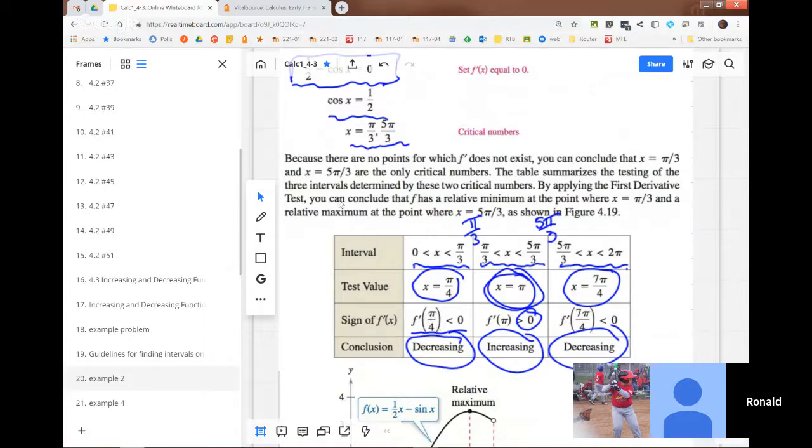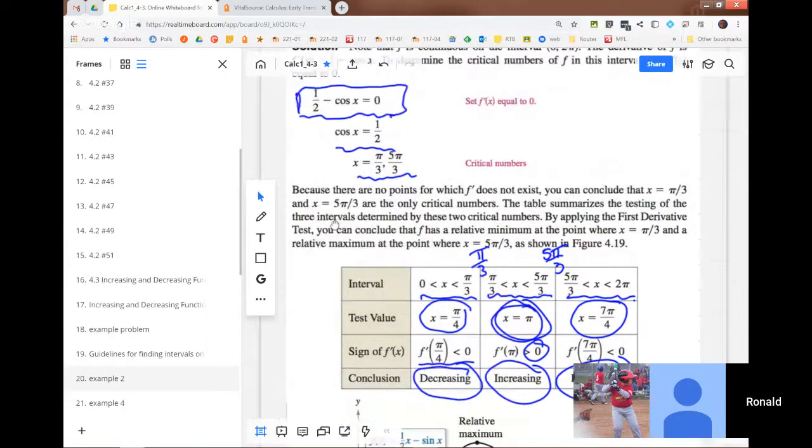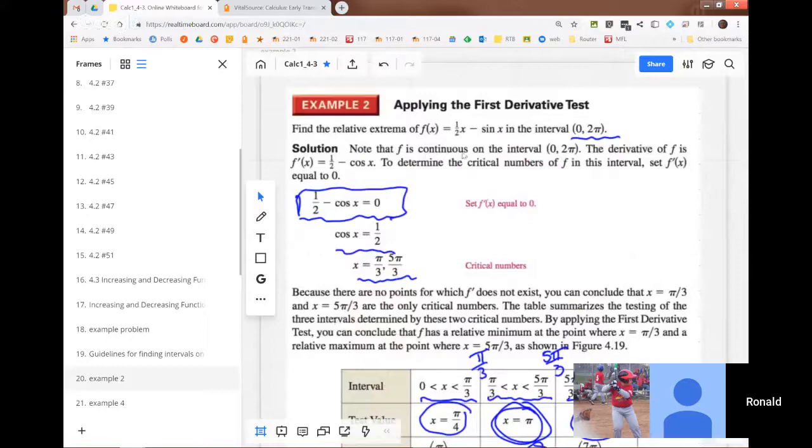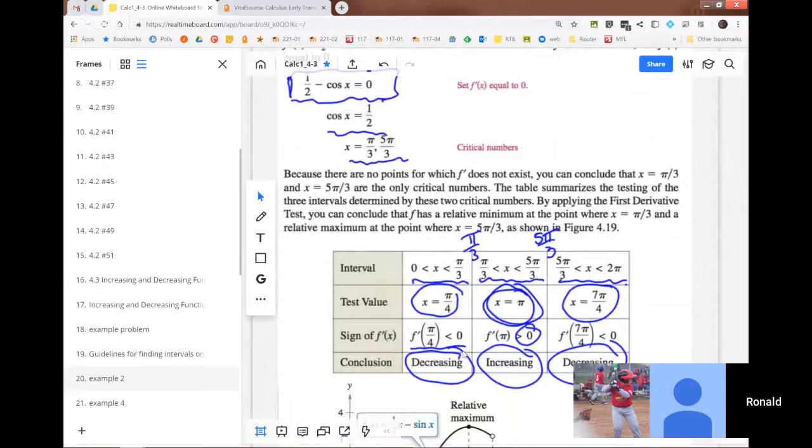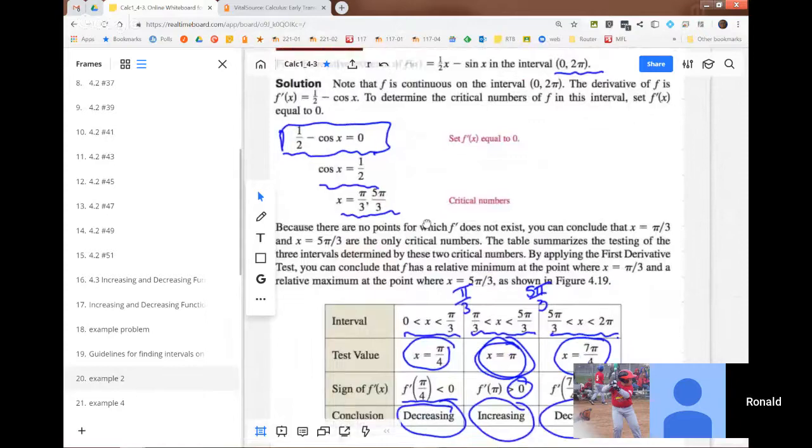So at pi over 4, we've got to go back; we don't have the whole function here. At pi over 4, you can substitute in, and you'll find that you get a negative derivative. Therefore, for that interval, it's decreasing. At x equals pi, which is somewhere between 1/3 pi and 1 2/3 pi, what happens there? F prime at pi is positive, so it's increasing. And finally, the last. So you've got to go back to the original function to test those.